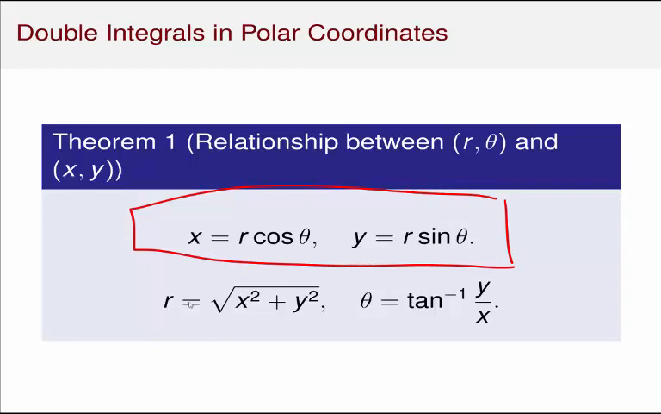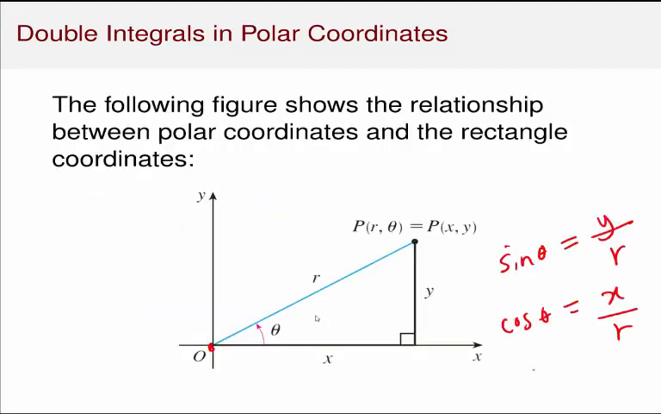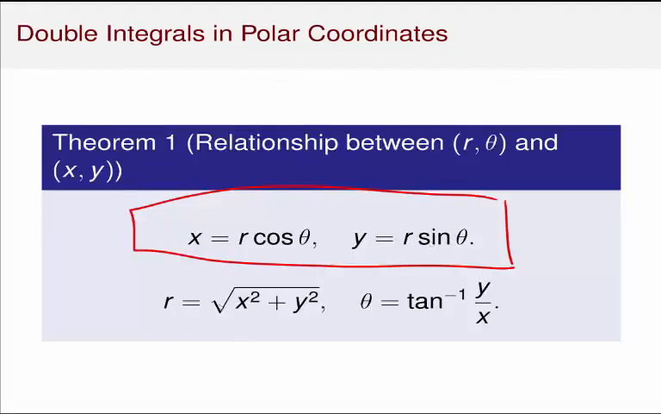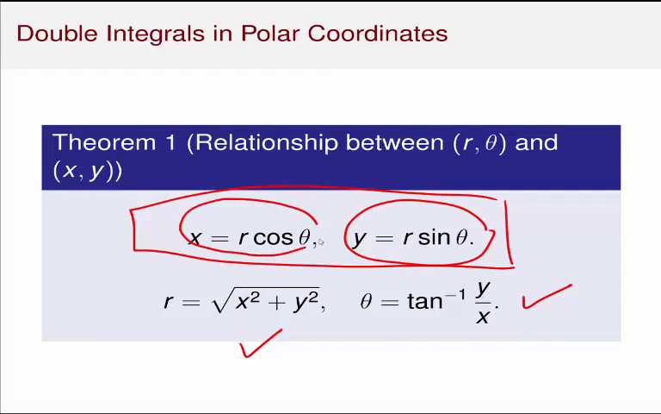Now to get r in terms of x and y, notice that the variable r is just the distance between the origin and the point. So using the distance formula, we get r as being equal to the square root of x squared plus y squared. Okay? Now to get the last equation, we are going to divide the second equation by the first equation.